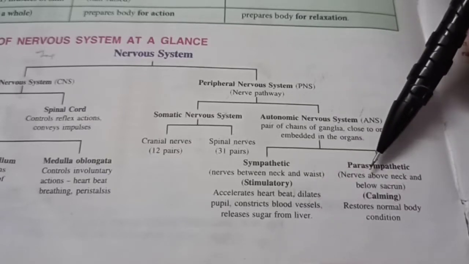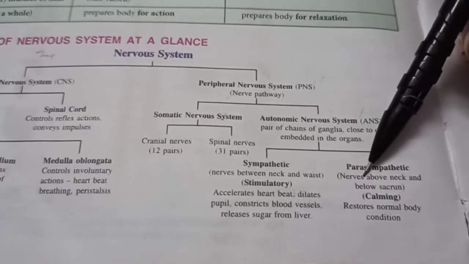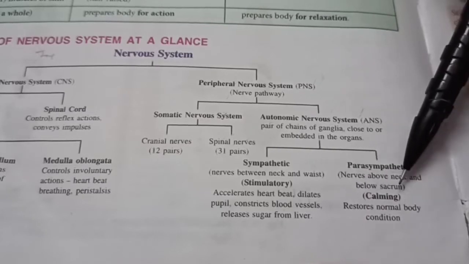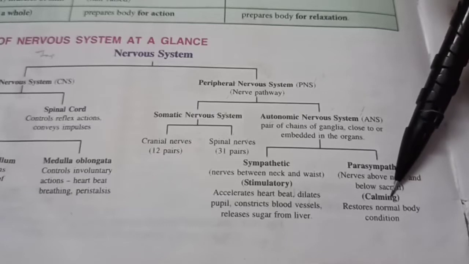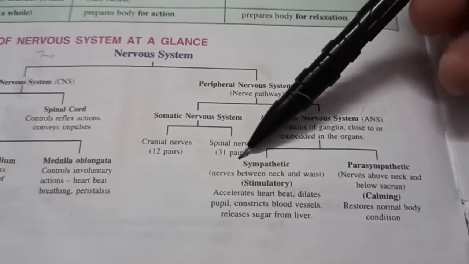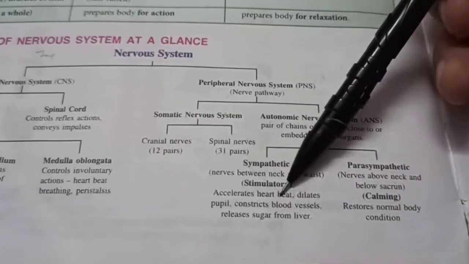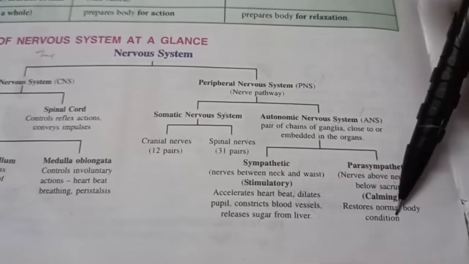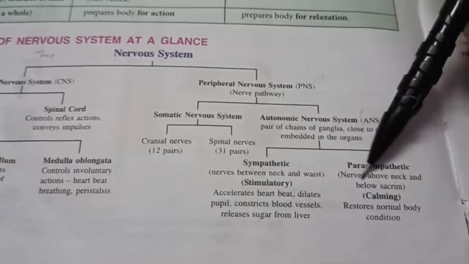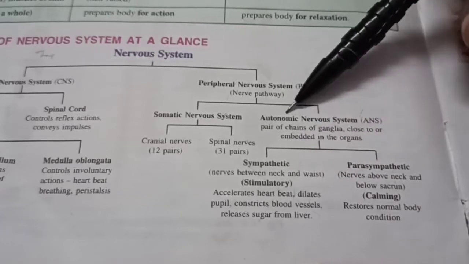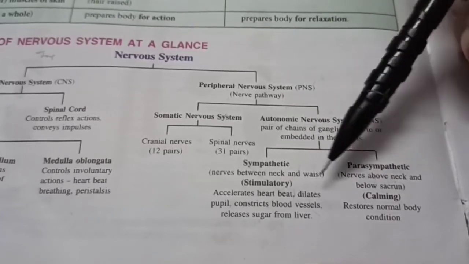The parasympathetic nervous system is located in the form of nerves above the neck and below the sacrum, which is near the hip. It has a calming effect. It helps in restoring the normal body condition. After the crisis is over, we can't have an accelerated heartbeat for a whole life. It needs to get back to normal, and this normalcy is brought about by the parasympathetic nervous system. So both of them work opposite to each other, and both of them are autonomic. That is, we have no control over it.